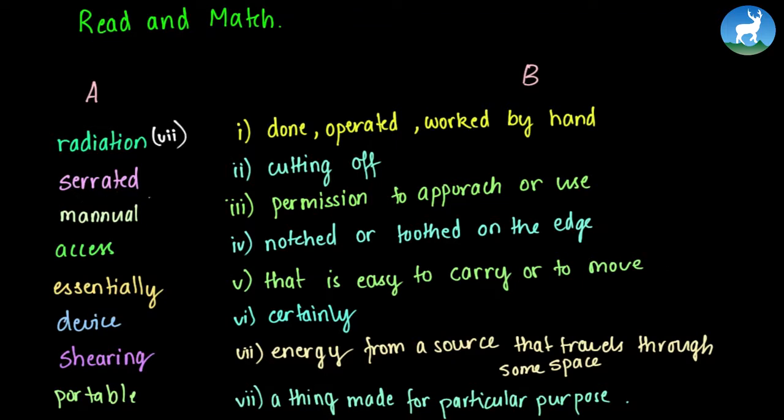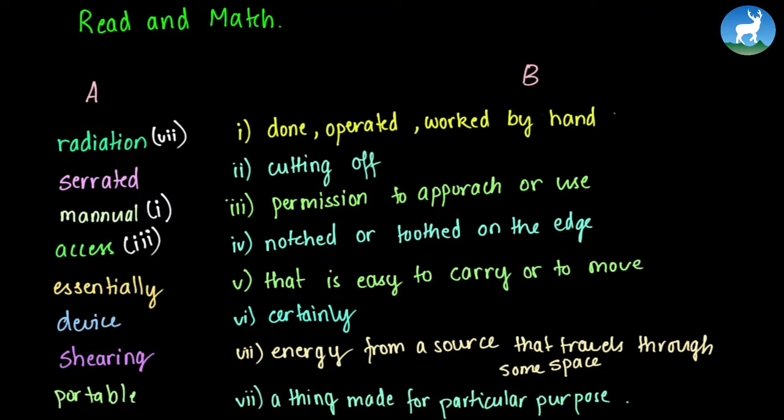Next, we have serrated. Now, even I don't know what serrated means. I will leave it for a moment and then move to the next one. That's manual. Now, manual means done, operated, and worked by hand. So this definitely means manual. Next, we have access. So access does not mean to cut off. However, access can mean the permission to approach or use. So if you have access to something, it means that you can use it. So 3 for access. Next is essentially.